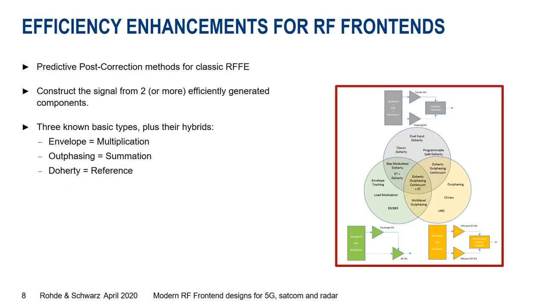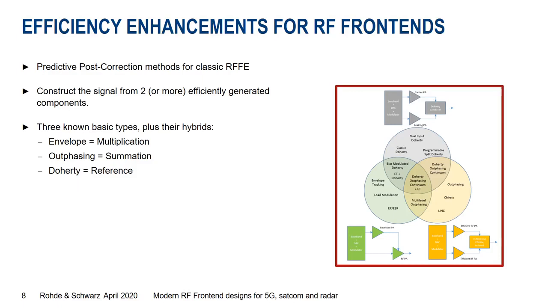Very often they are using a structure with multiple amplifiers and construct a signal from 2 or more efficiently generated components. There are different types which are used, plus some hybrids, so some combinations of the different technologies, like envelope, outphasing, and Doherty systems. Most of the amplifiers which we see today are based on Doherty structures when we look at those which are applied in our 3G, 4G infrastructure, and also probably in the 5G infrastructure in the first time.